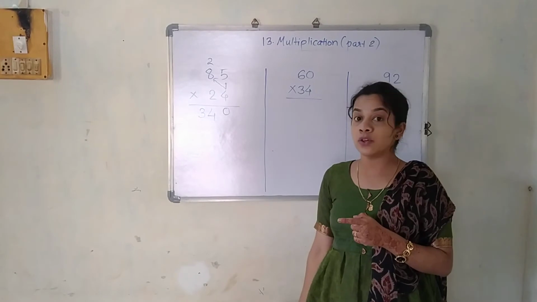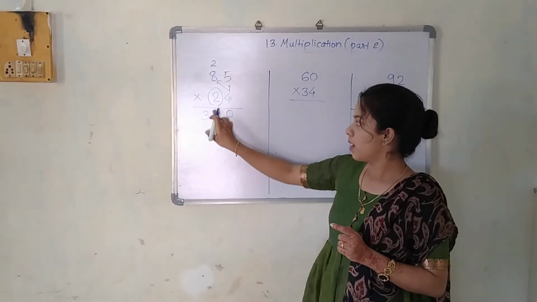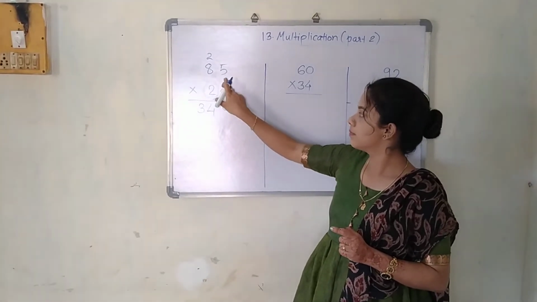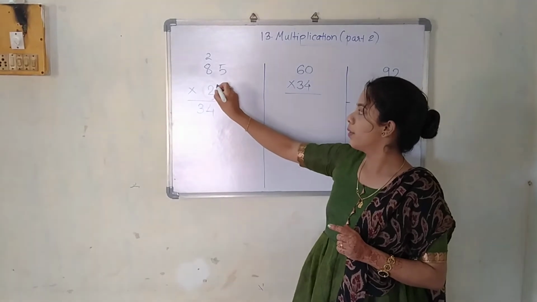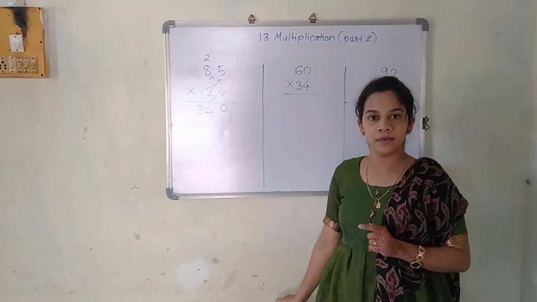Now, is our calculation over? Not yet. This 2 is still remaining, na? So we are going to calculate with this 2. We will remove these arrows now. And now you are going to take that 2 multiplied by 5 and 2 multiplied by 8.